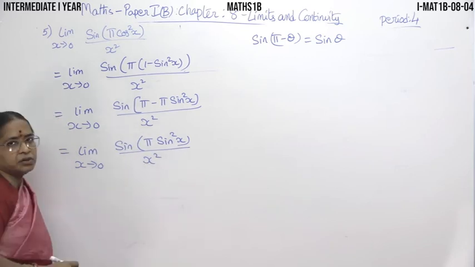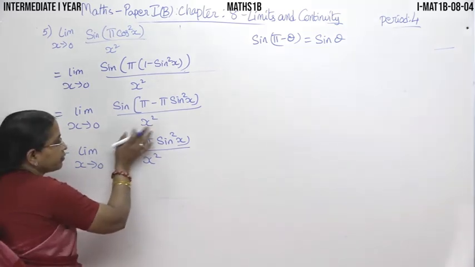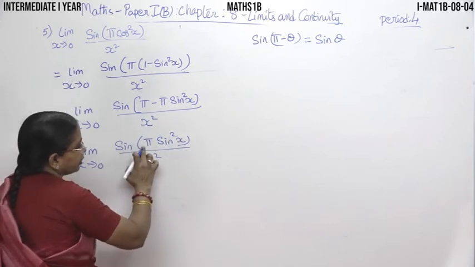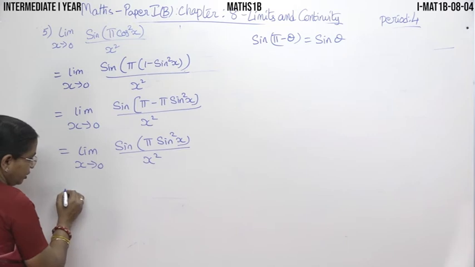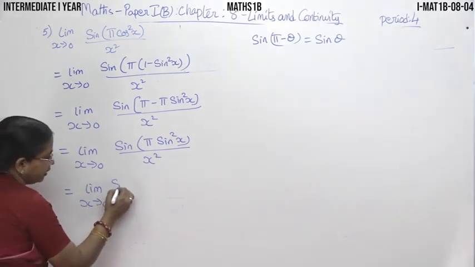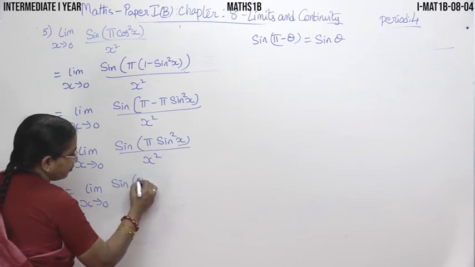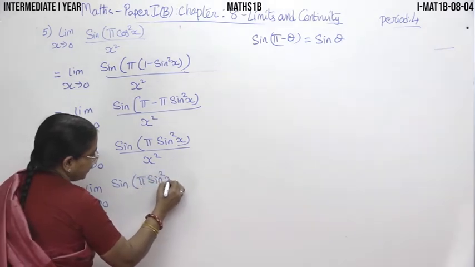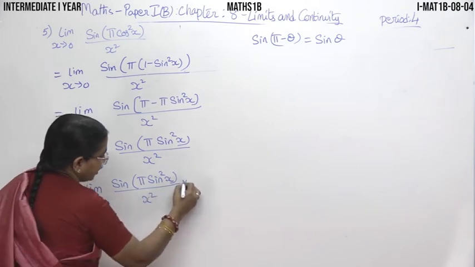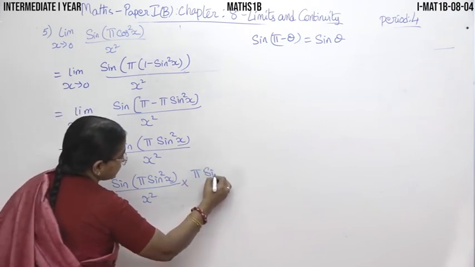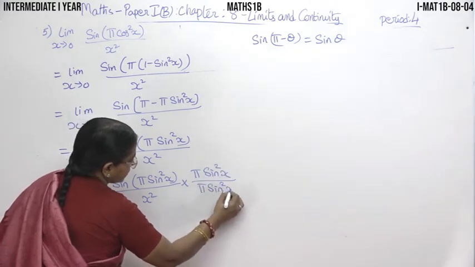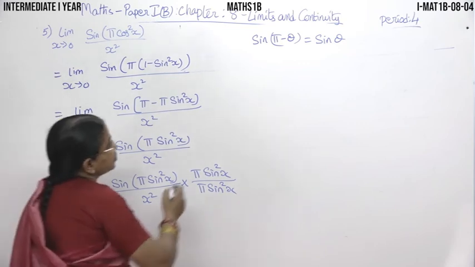Now we must reduce it to the standard form. It is in the form sin theta by something. So this theta we should have here, the same thing we should have here. So we'll multiply and divide by that expression, pi sin square x, since sin of pi sin square x by x square is there. So we'll multiply and divide by pi sin square x.